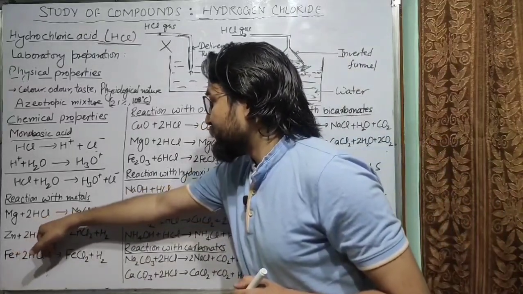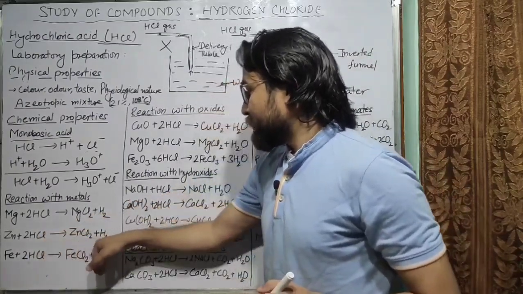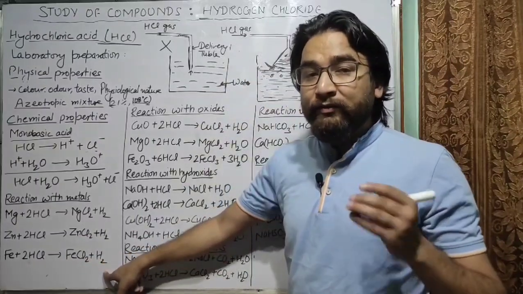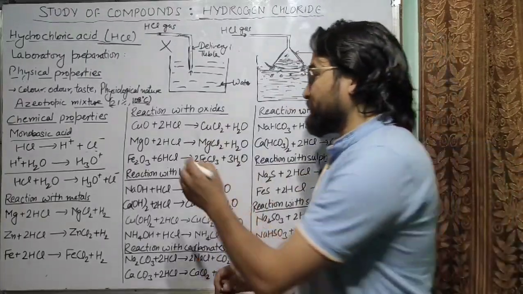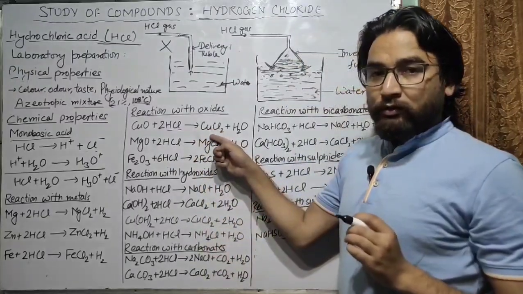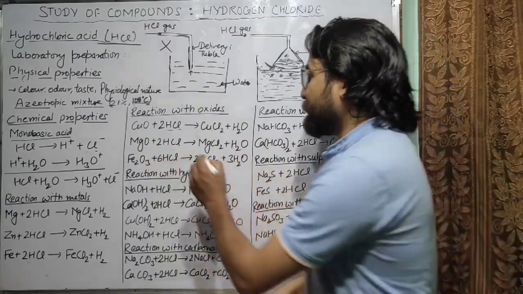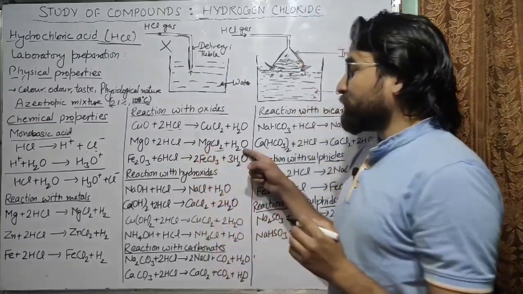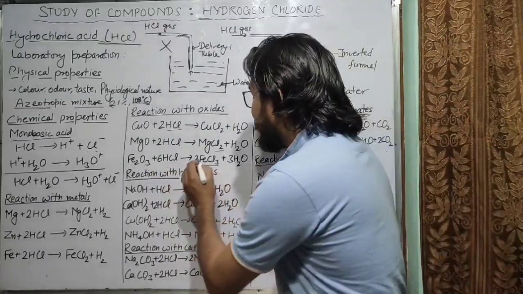So Mg plus 2HCl will form magnesium chloride and hydrogen. Zinc will form zinc chloride and hydrogen. Iron will form ferrous chloride and will give hydrogen gas. Similarly, if we talk about the reaction with metal oxides, you can see copper oxide with hydrochloric acid is going to form cupric chloride and H2O, that is water. Magnesium oxide will form with HCl magnesium chloride and water. Ferric oxide will form ferric chloride.